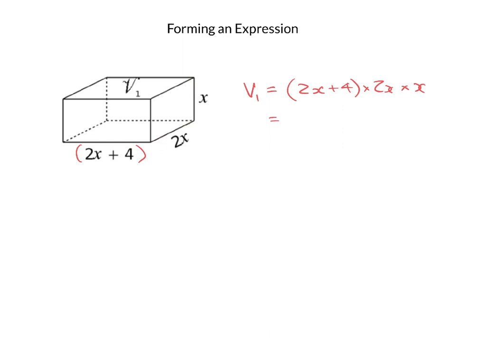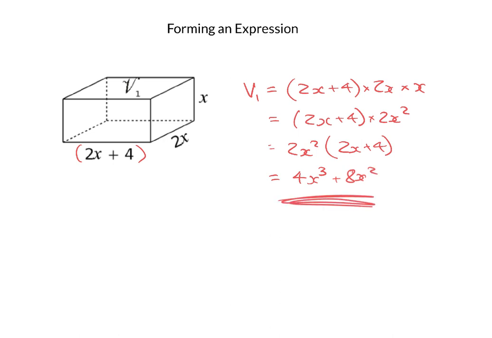So it is this times this times this. Let's tidy this up a little bit. I'm going to leave the bracket alone to start with, and I know 2x times x is 2x squared. Now I told you before, when you have something multiplying a bracket, bring it in front. So 2x squared is going to go in the front, 2x plus 4 is on the outside, and then I expand. 2x squared times 2x, 2 times 2 is 4, x squared times x is x cubed, and then I do 2x squared times 4, so 2 times 4 is 8, and that's a positive 8, and then I have my x squared. So my volume is written like that.